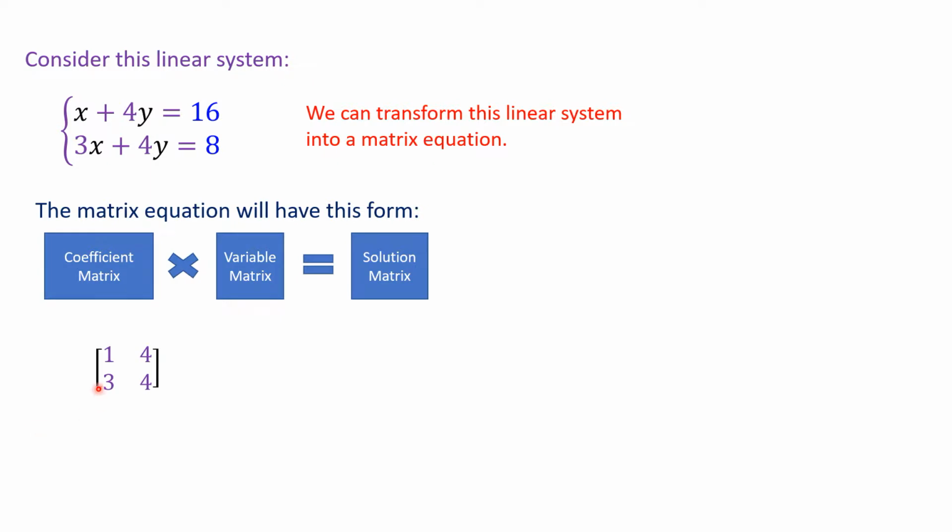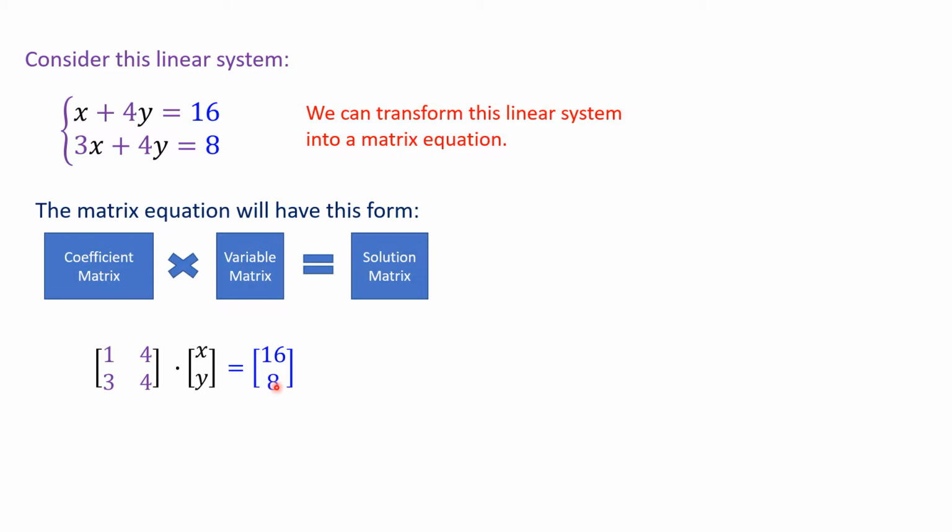So our coefficient matrix looks like this. The first row is 1, 4, simply because the coefficients of x and y in that first or top equation are 1 and 4. The bottom row is 3 and 4 for the same reason. The coefficients of x and y in the bottom equation are 3 and 4. Multiply it by the variable matrix. The variable matrix will be listed as x on top, y on bottom. Always it will be in this order. If we had three equations, it would be x, then y, then z at the very bottom. We will set that equal to the solution matrix. The solution matrix will have 16 on top because it's the solution to the top equation, and 8 on bottom because it's the solution to the bottom equation.